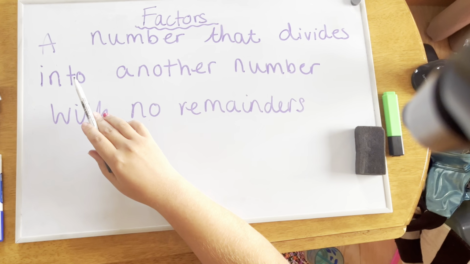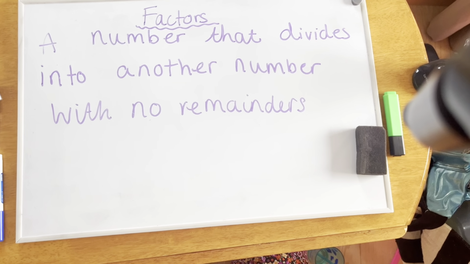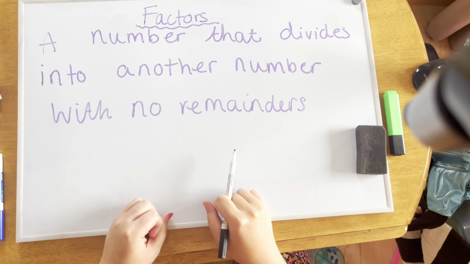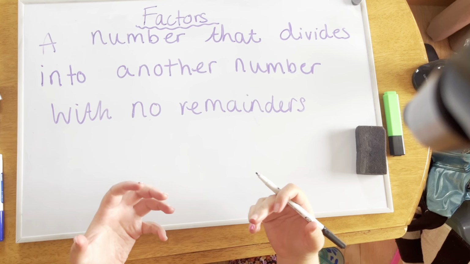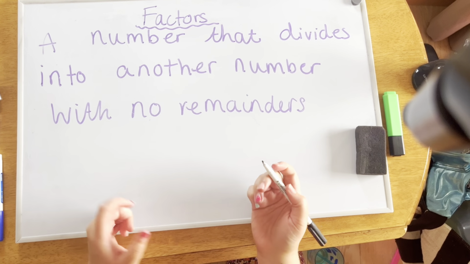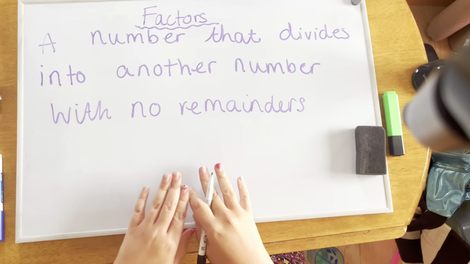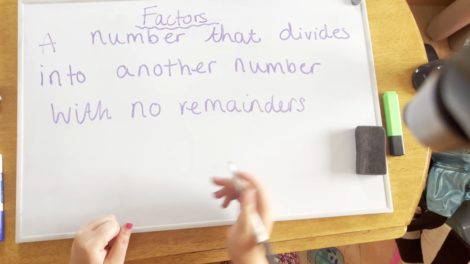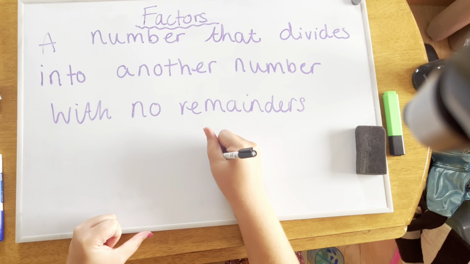Okay, so factors are numbers that divide into another number with no remainders. So how do we work out what factors go into a number? Well, the easiest way is to think about our times tables. So let's take a nice easy one, for example, 10.